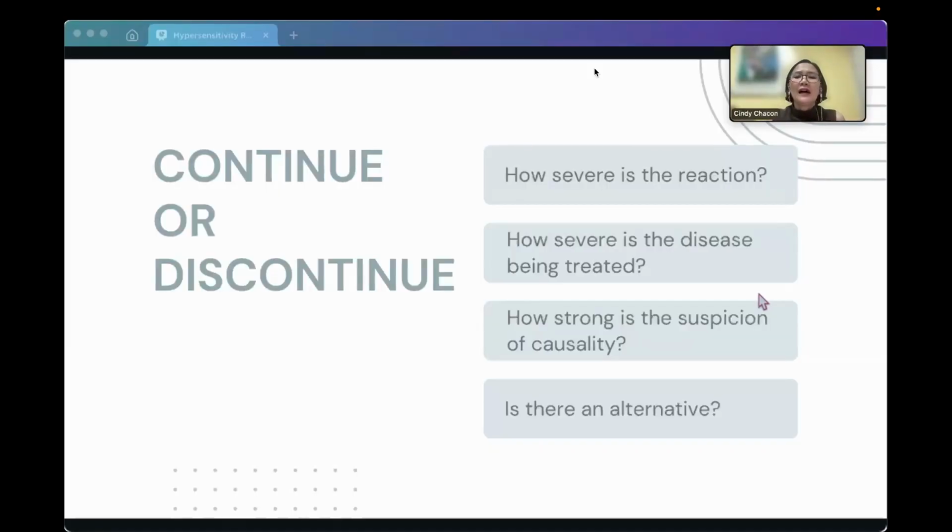Third, the degree of suspicion or causality. How strong or how likely is the drug being implicated, the actual trigger of the manifestation? Kasi kung hindi naman masyado, baka pwede pang ibigay.